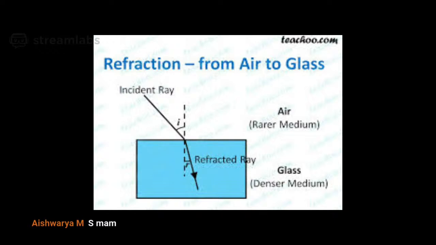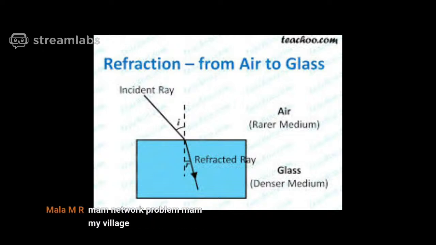Now you can have a look at this image. The incident ray passing from air medium to the glass medium. What happens when the ray of light passes from air medium to the glass medium? You all know that when you draw a straight line between the incident ray and the refracted ray, that is called the normal line.